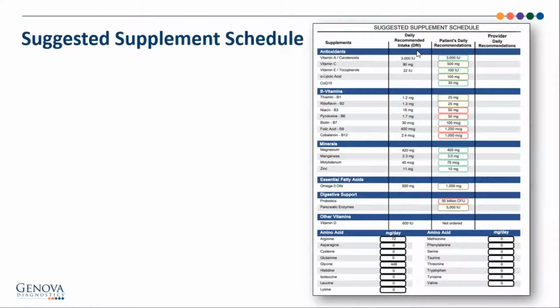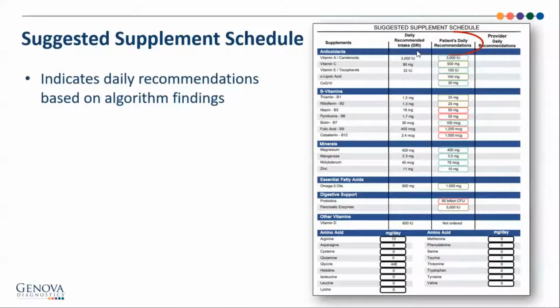It's the U.S. government's minimal recommendation, kind of how much vitamin C to prevent scurvy. And so I don't suspect it's going to be something that's very important, but it does provide a sense of proportion. And I say sense of proportion versus the patient's daily recommendations that you see here. These are the recommendations based on the algorithm in the green, yellow, and red configuration.